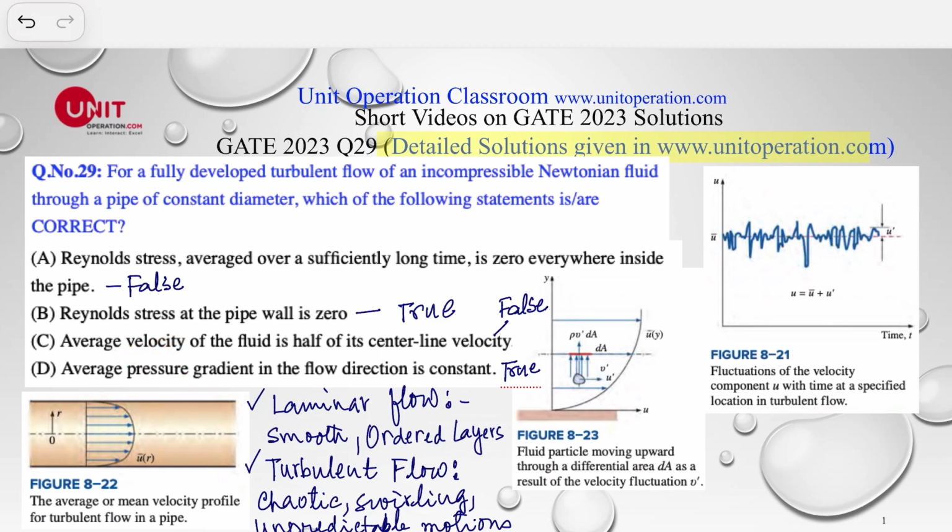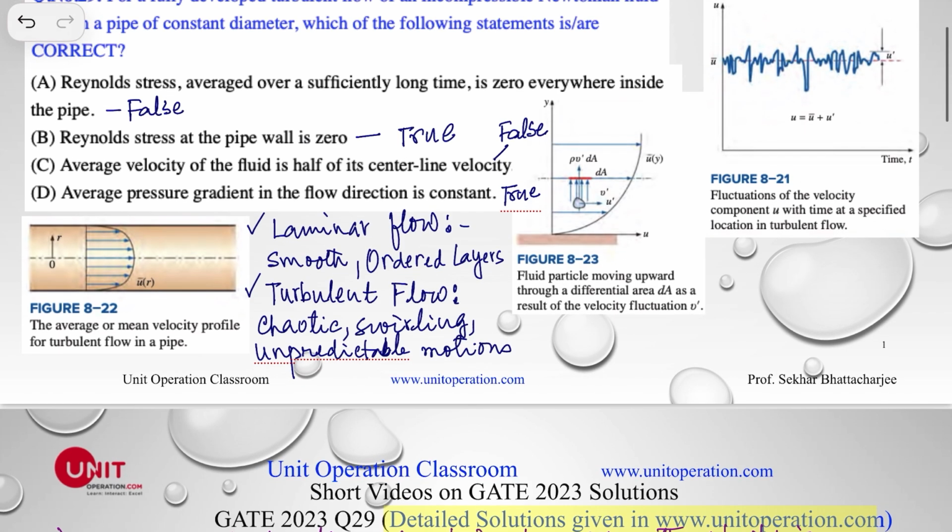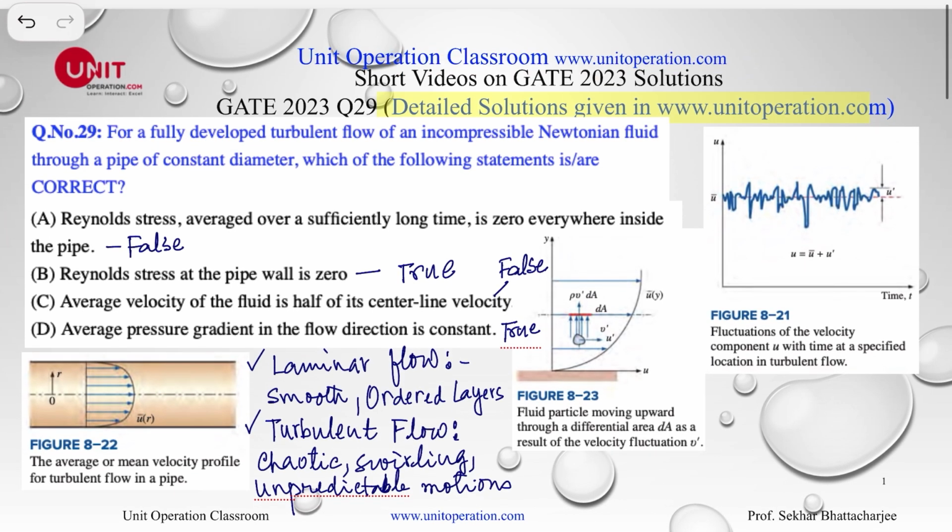So before that, let's quickly see what is turbulent flow and Reynolds stress. This is going to be a very quick summary, and we'll discuss just whatever is required for answering this question. Very simply, we know laminar flow is smooth, ordered layers of flow inside a pipe, and a turbulent flow has very chaotic, swirling, unpredictable motions.